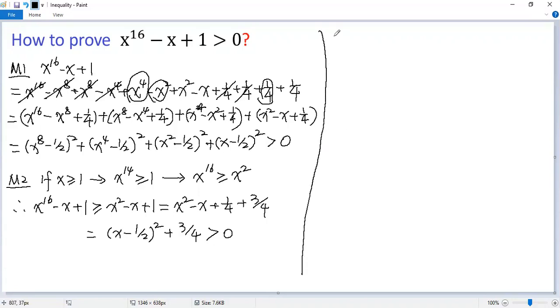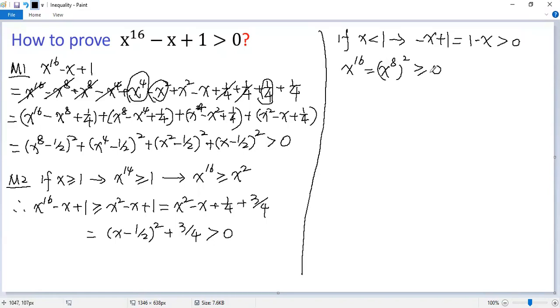The other case: if x is less than 1, then negative x plus 1, or you can write it as 1 minus x, is greater than 0. But we know x to the power of 16 equals x to the power of 8 squared, non-negative. So x to the power of 16 minus x plus 1: this term is greater than or equal to 0, and this term is greater than 0. So greater than 0.